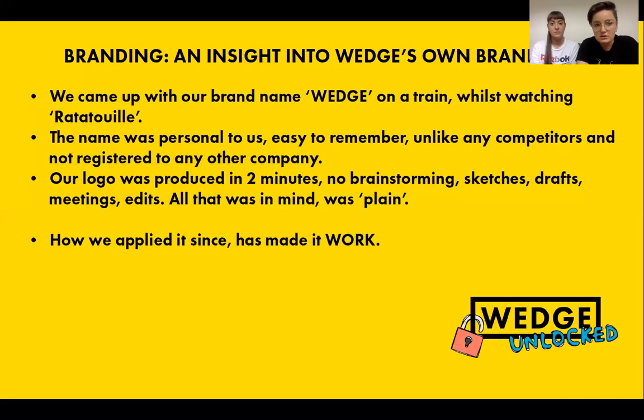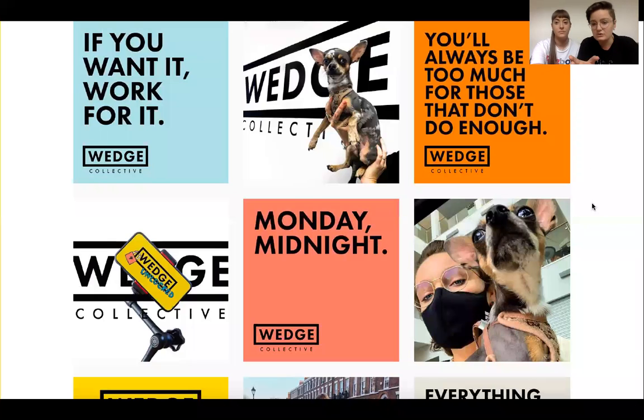So we've got some examples of our own branding. We've got that really simple square rectangle with Wedge Collective written in it, which, going back to that checklist, is really clean and simple and bold and accessible because of the font that we've chosen.